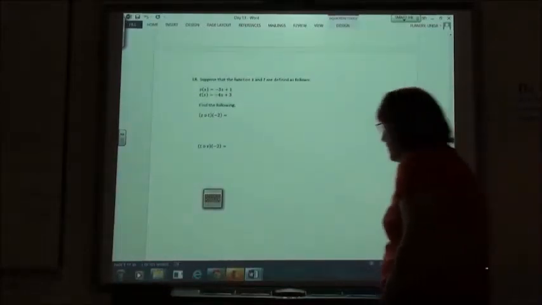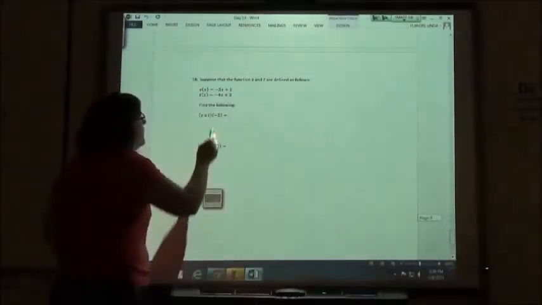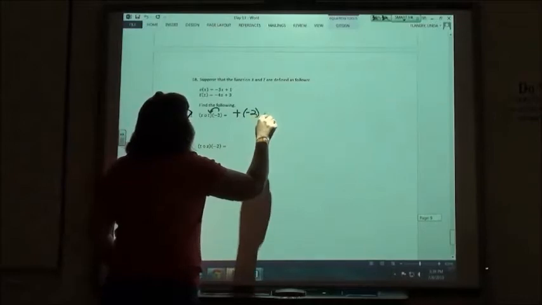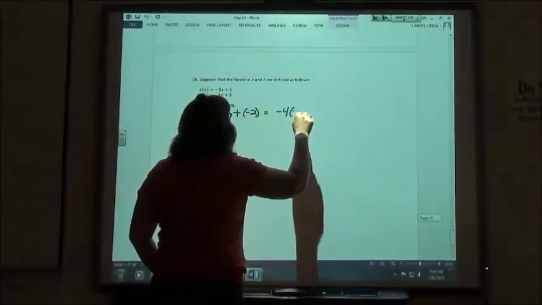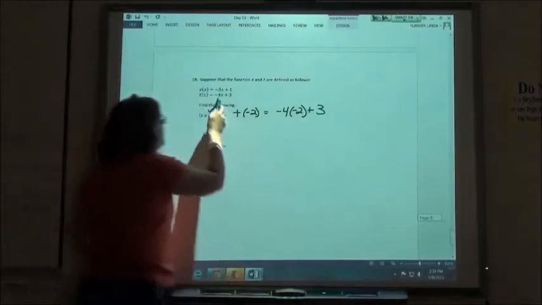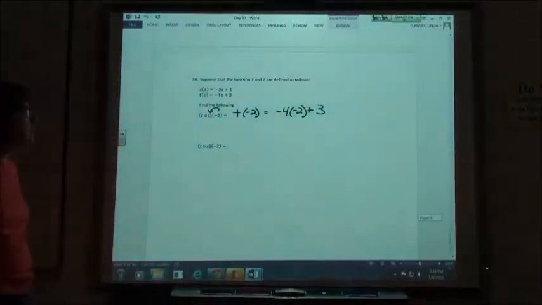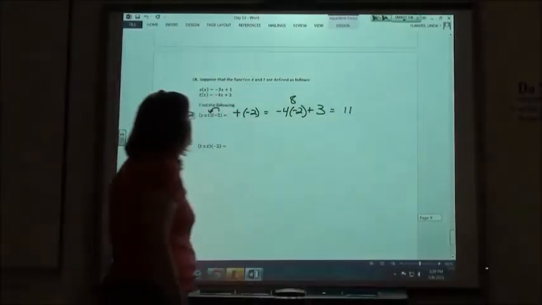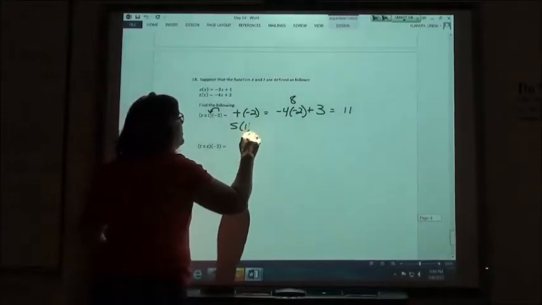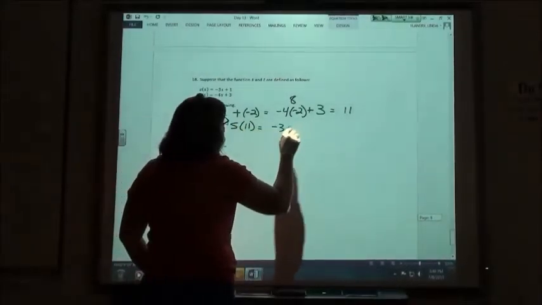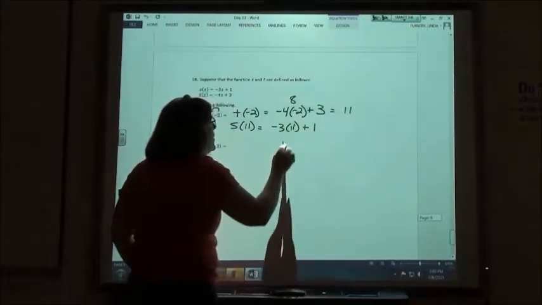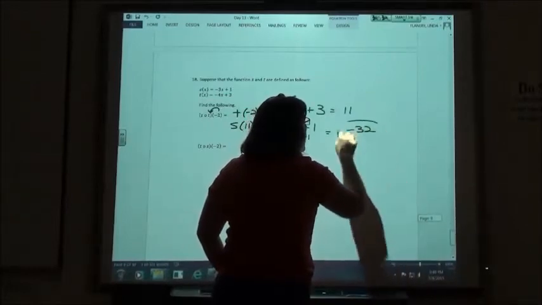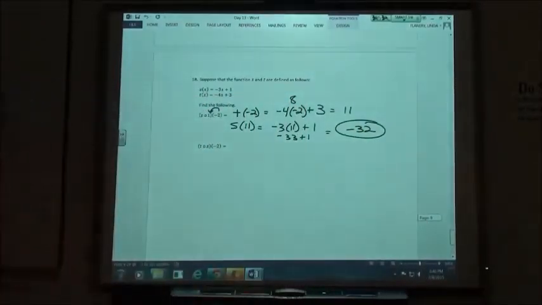Number 18, same kind of thing. I'm first going to do t of negative 2. So t of negative 2 means I'm going to do negative 4 times negative 2 plus 3, putting the negative 2 in for the x on my t function. So I'm going to have 8 plus 3 gives me 11. I'm then going to do s of 11. So I'm going to take negative 3 times 11 plus 1. So negative 33 plus 1 gives me an answer of negative 32. And that's going to be my first answer after I do both steps.